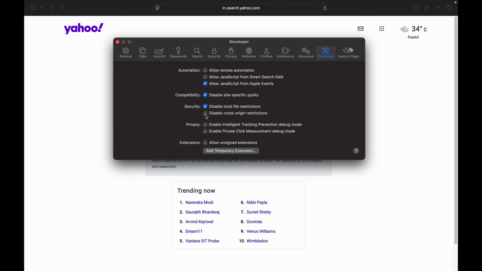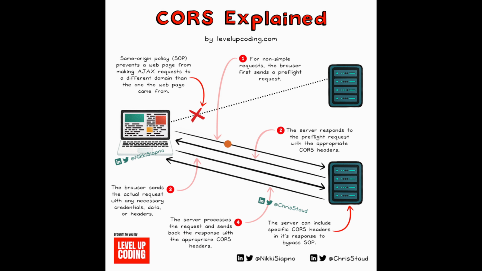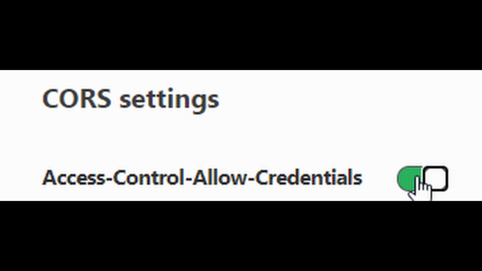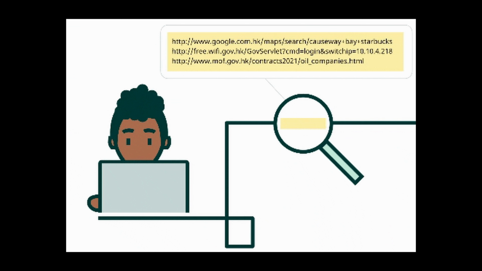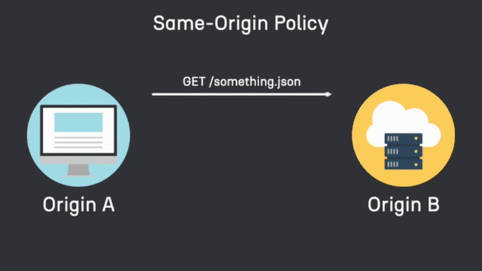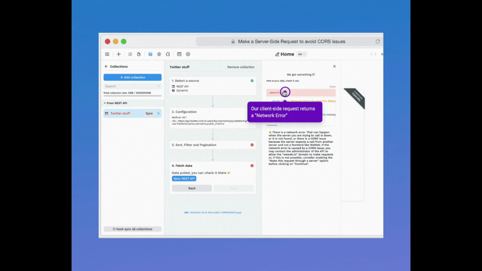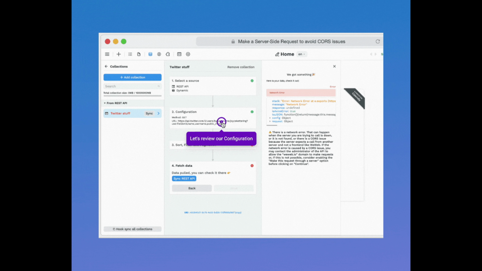Disable cross origin restriction, or CORS. CORS normally blocks your front-end JavaScript from calling APIs on different domains unless they explicitly allow it. Disabling this means you can test APIs and fetch requests without setting up CORS headers. Your app can access any resources regardless of domain.